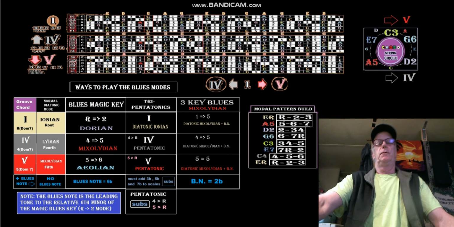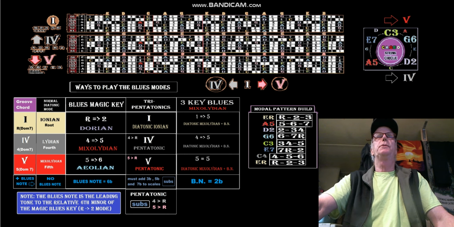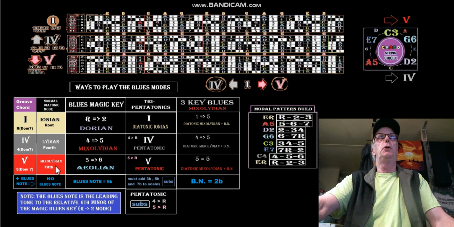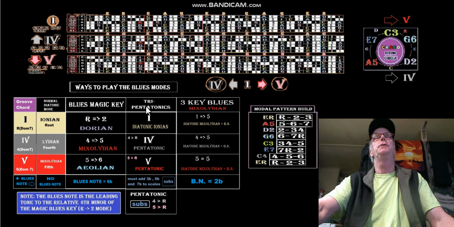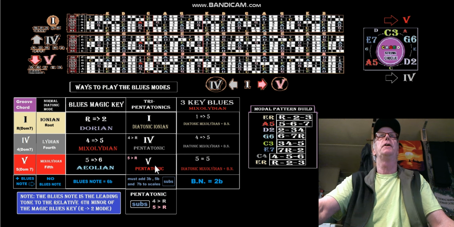Alright, of course we could play any of the other modes for the fifth. We could play the Mixolydian fifth. We could go to the 3-key blues on the fifth. We could try pentatonics on the fifth.